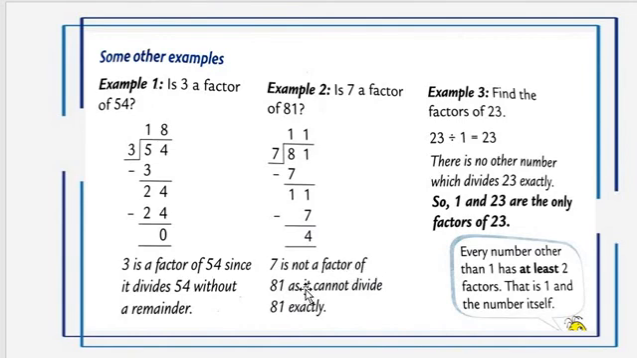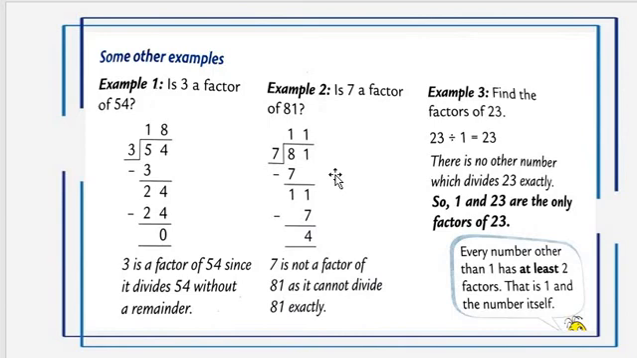So 7 is not a factor of 81. Why? Here we have a remainder. That's why it is not a factor of 81. 7 is not a factor of 81. It cannot divide 81 exactly. Our remainder should be 0, but here that is not possible. So 7 is not a factor of 81 as it cannot divide 81 exactly, dear students.